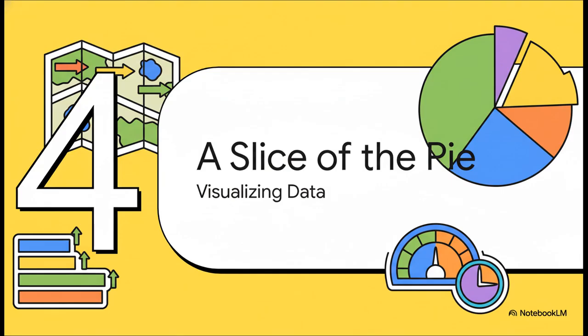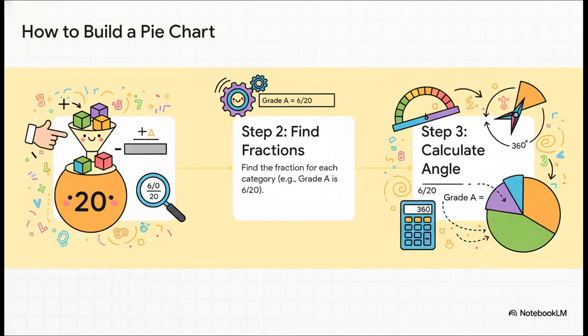Let's move on. A slice of the pie, visualizing data. So ratios aren't just for physical things like ingredients or distances. They are also absolutely crucial for making sense of data and showing it in a way people can actually understand. Ever wondered how pie charts actually get made? Yep, it's all about ratios. It's actually a pretty simple 3-step process. Let's say student grades are split in a ratio of 6 to 5 to 4 to 3 to 2.